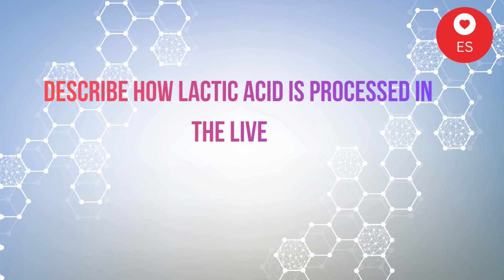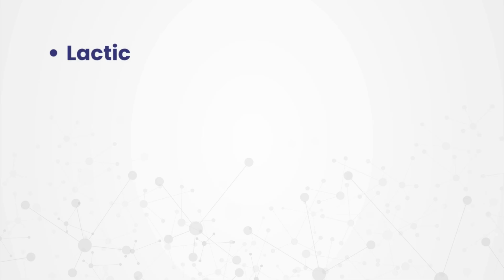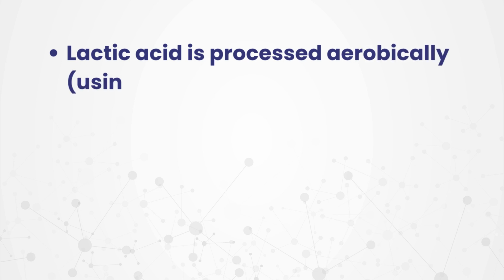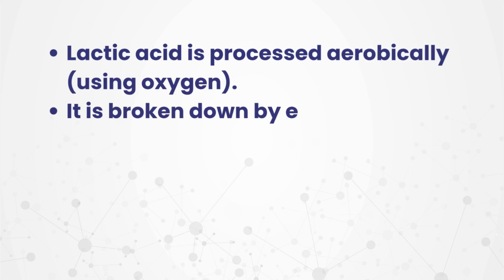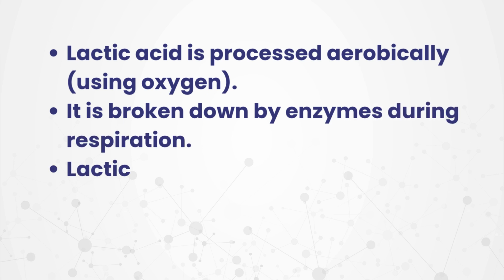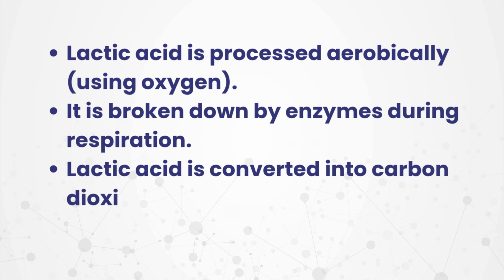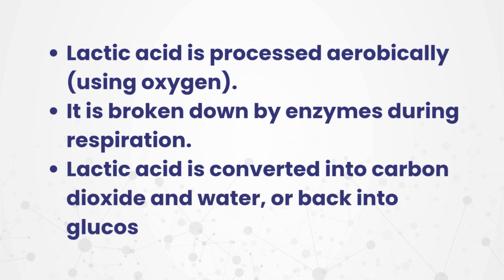Describe how lactic acid is processed in the liver. Lactic acid is processed aerobically, using oxygen. It is broken down by enzymes during respiration. Lactic acid is converted into carbon dioxide and water, or back into glucose.